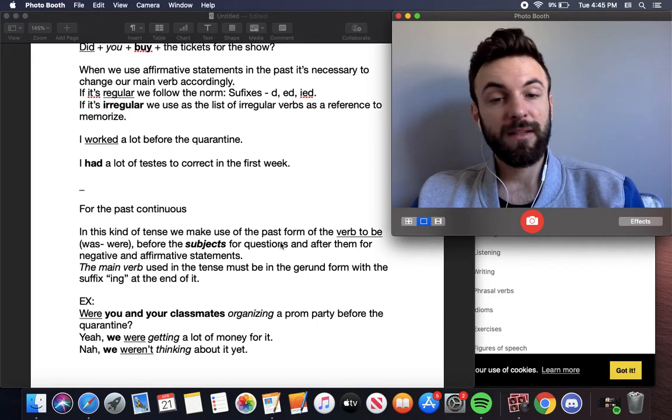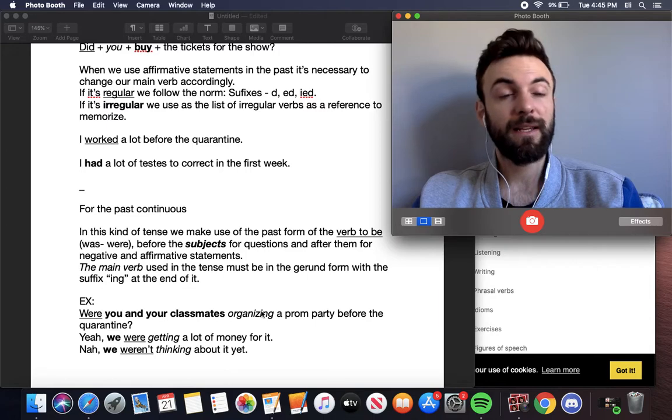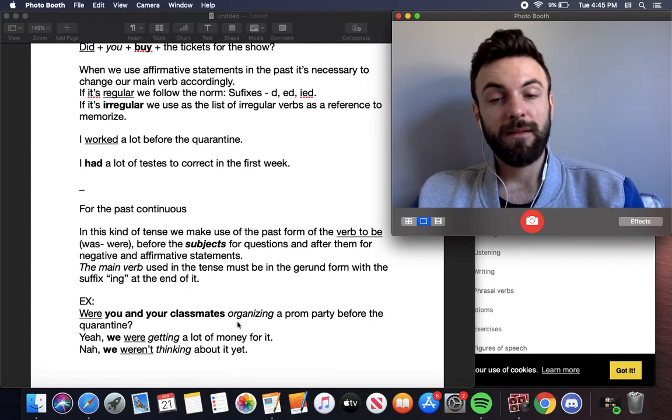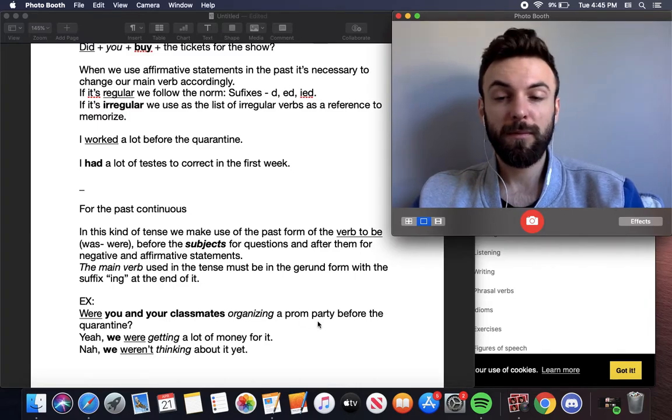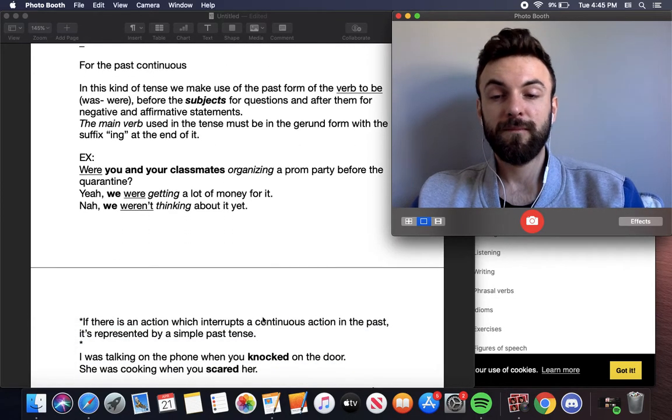So basically here I underline the verb to be, I bold the subjects, and make italic the verbs in the gerund form. The complements are basically normal. So pay attention to that.